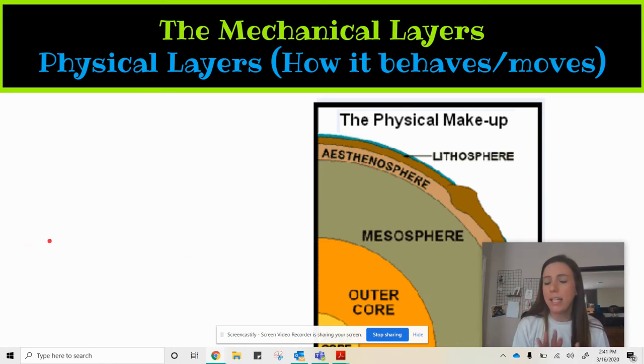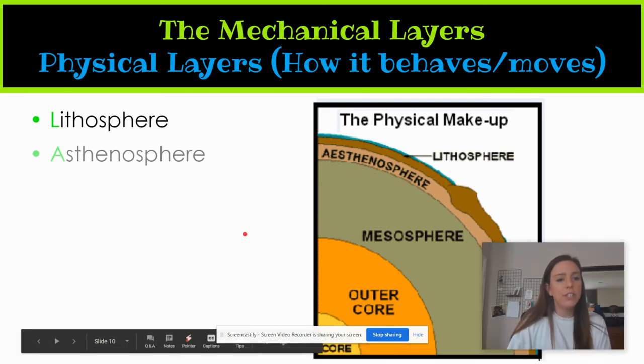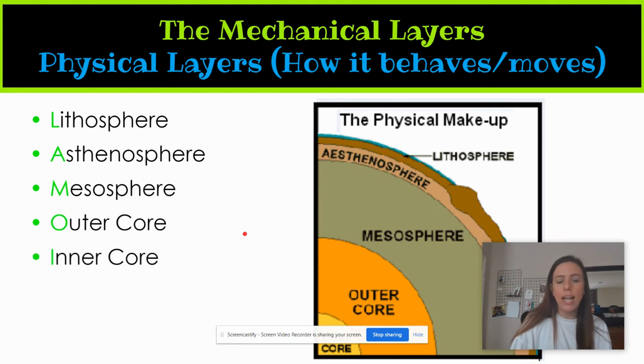So the mechanical layers of the Earth, there are 5 main layers, and we break them up based off of how they behave or move. So basically their physical characteristics. We really look at density here as well, and how they move and what they're made up of, not as far as elements, but if they're rocky or if they're liquid or something like that. The order of these layers are the lithosphere, the asthenosphere, the mesosphere, the outer core, and the inner core.